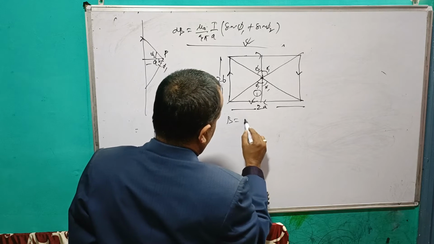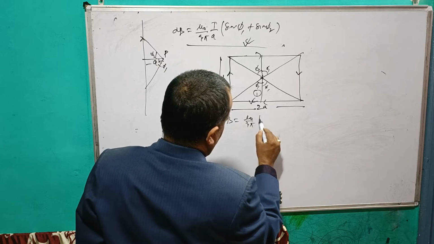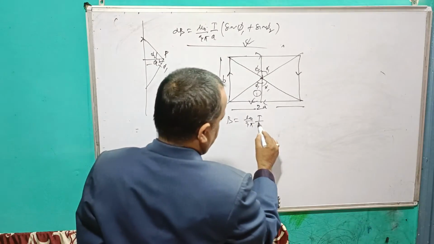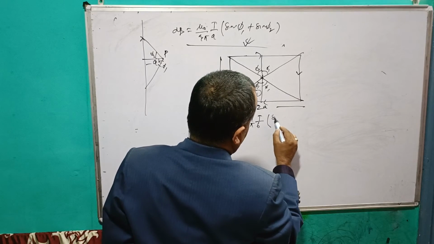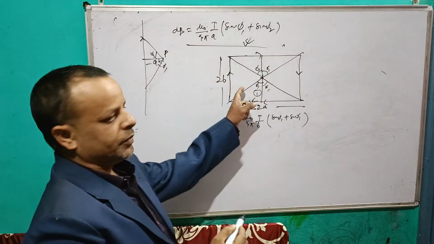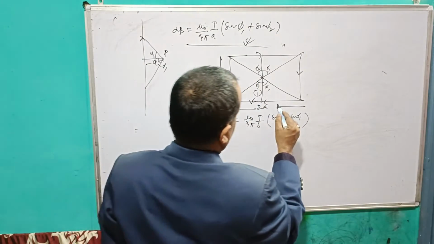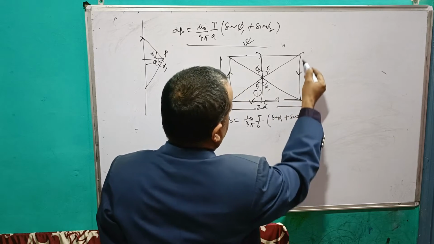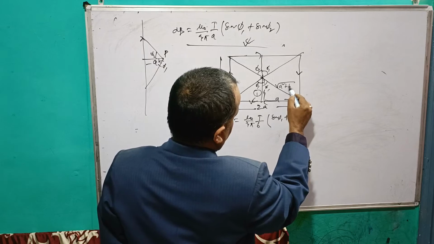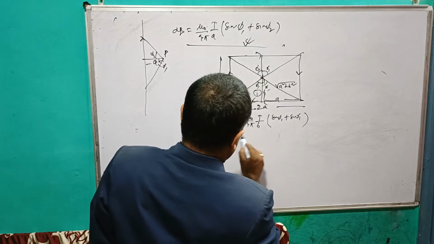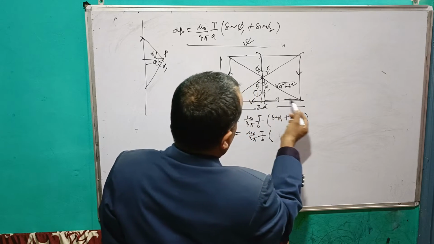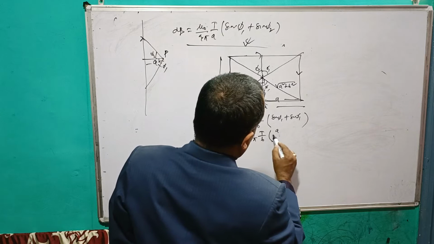And that will be mu naught upon 4 pi I upon, this distance is how much? This is 2b, so it is going to be b. And over here, we'll have sine phi 1 plus sine phi 1. What will sine phi 1 be? Sine phi 1 will be equivalent to this is A, and the total is 2B, so this is going to be B. This is going to be root over A square plus B square. Sine phi is perpendicular upon hypotenuse. So this is mu naught upon 4 pi I upon B.